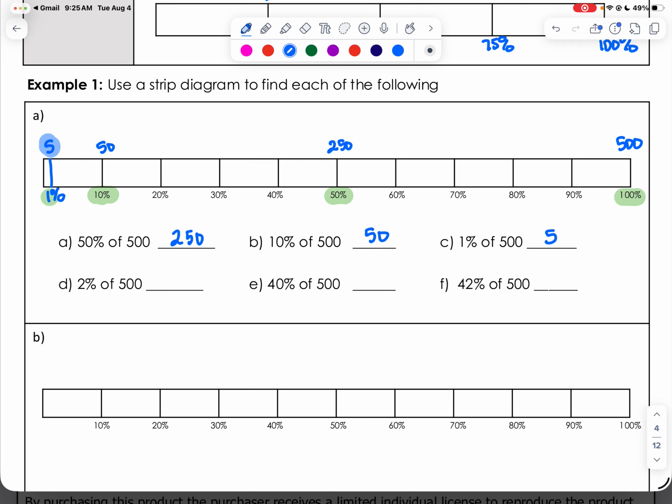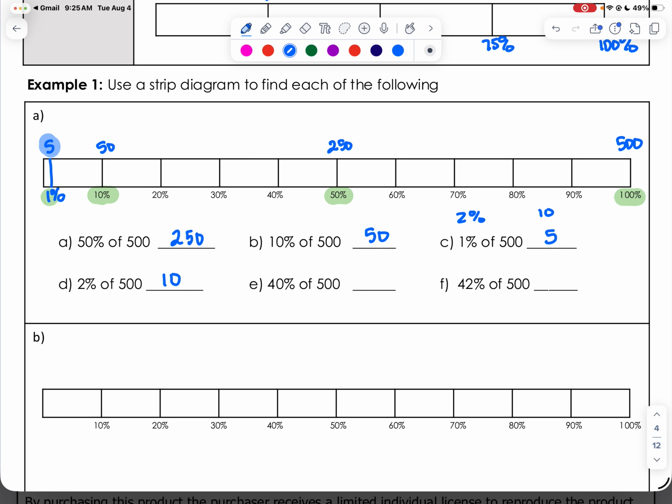So 2% of 500. Now, if 1% of 500 is 5, couldn't I just double 1%? So if I doubled 1%, I would get 2%. And if I doubled 5, I would get 10. So 2% of 500 is 10.